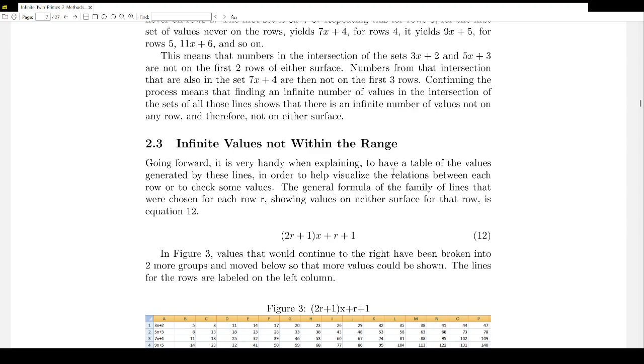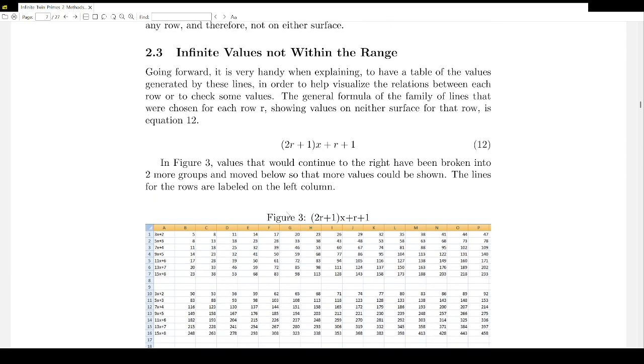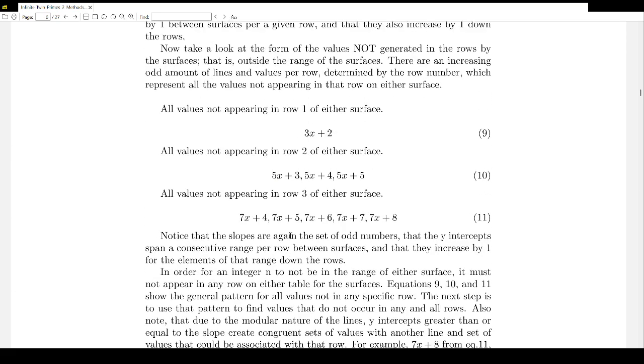So I say it's handy to have a table of these values again, so I show some more of the values here. And we ended with saying that for each row, there's an increasing number of lines that we can choose from. We only need one, though, from each row. So we're just going to work with the first line of each row. For the first row, there's only one, so we have to use that one. For the second row, there's 3. We're going to use the first one. For the next row, there's 5. We're going to use the first one. For the next row, there's 7. We're going to use the first one, and so on.